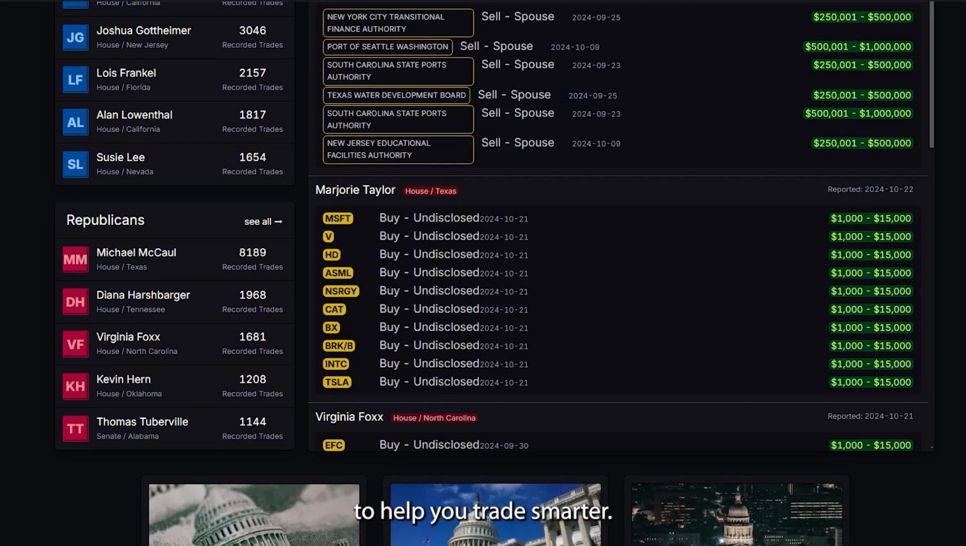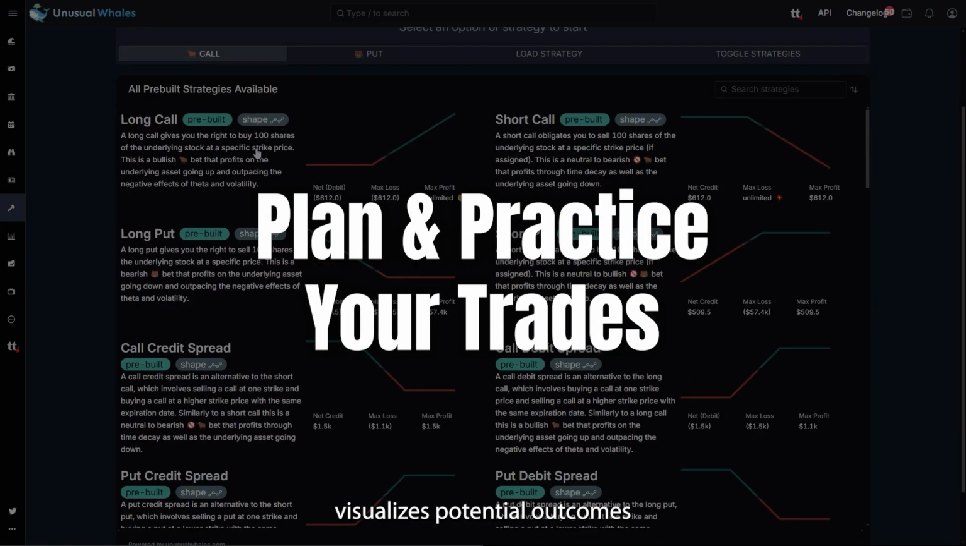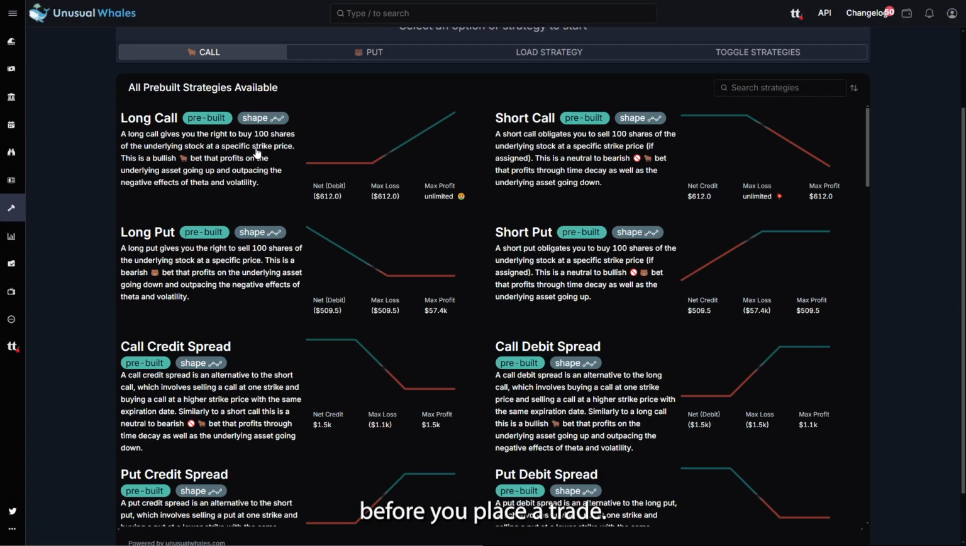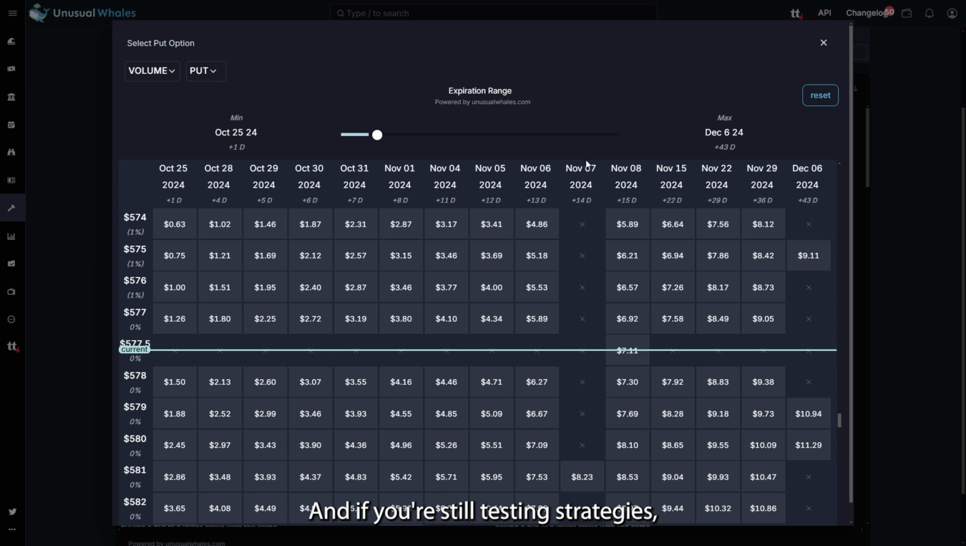To help you trade smarter, the options profit calculator visualizes potential outcomes before you place a trade. And if you're still testing strategies, the paper trading tool lets you practice without any risk.